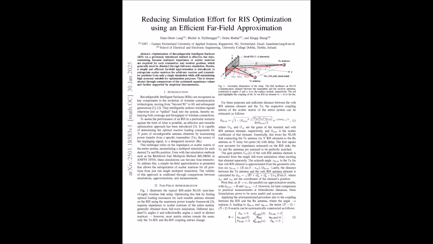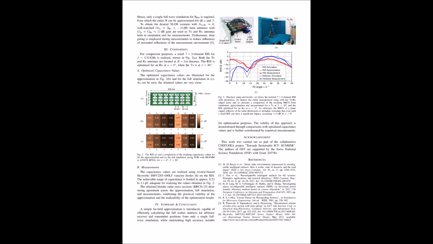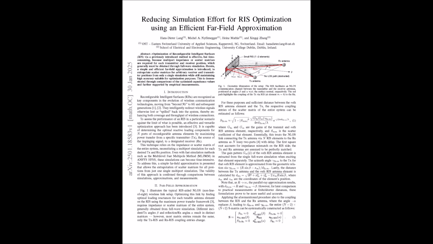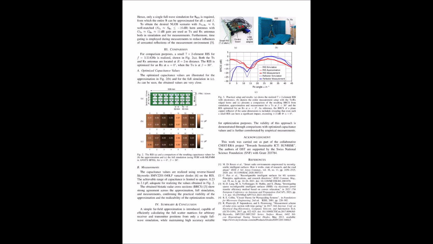That's where equation 2 enters the picture. It combines all those individual coupling terms, calculated using equation 1, to build the complete scatter matrix, which they denote by S. All right, so they're essentially taking a divide and conquer approach. Calculate the individual couplings, then stitch them together to get the big picture. But how do they actually know if this approximation is any good?